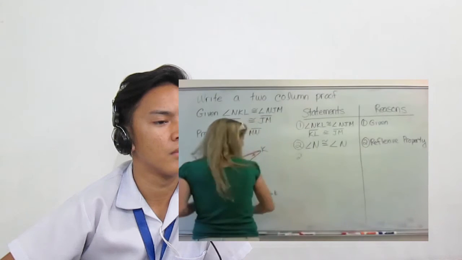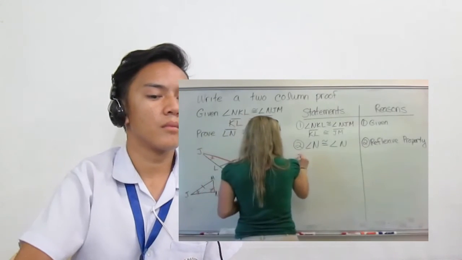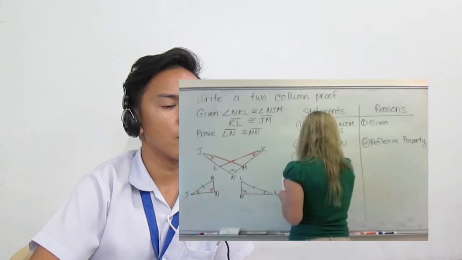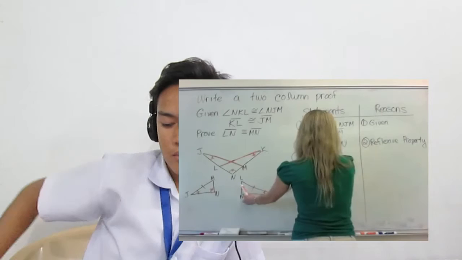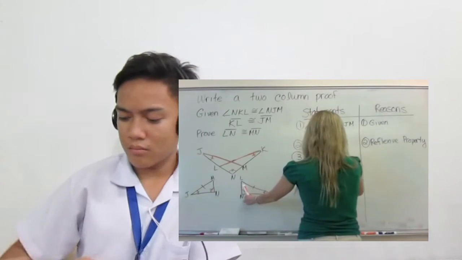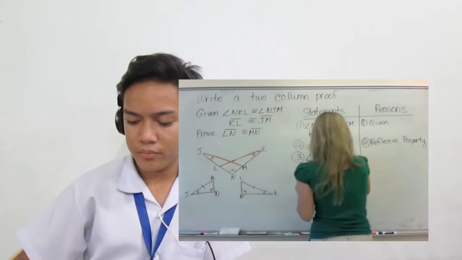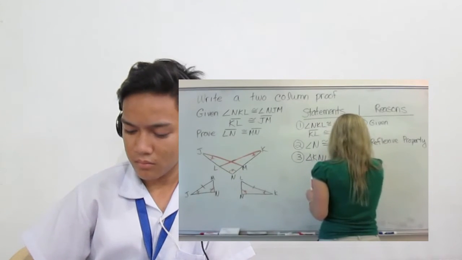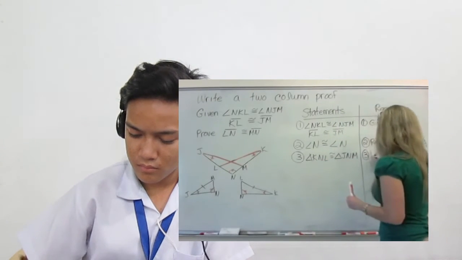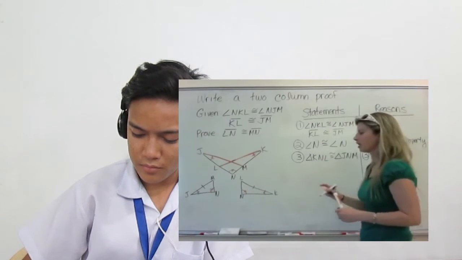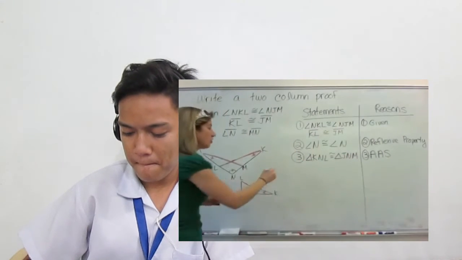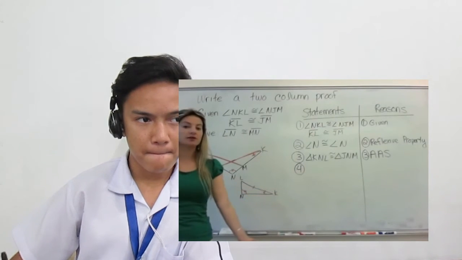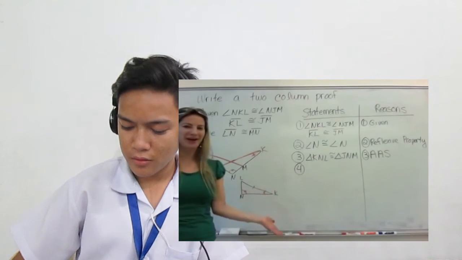Oops, we're on step 3, not step 2. Okay, so for this one, we're going to say that triangle KNL is congruent to triangle JNM. And the reason for that is angle, angle, side. Good. Now that we know those two triangles are congruent, what do we know about their corresponding parts? They're congruent as well, okay?